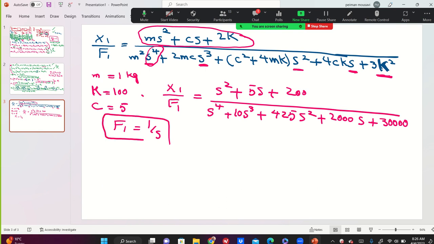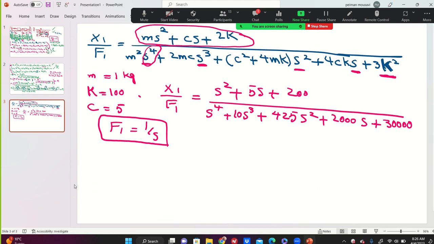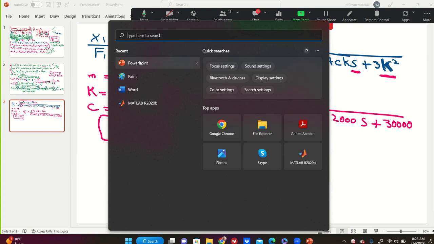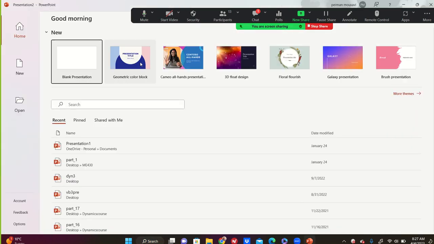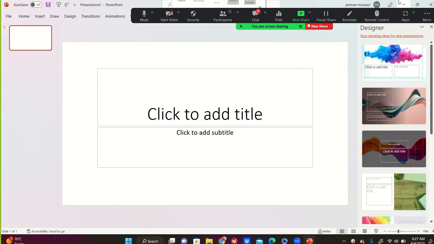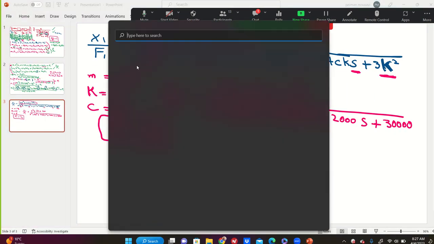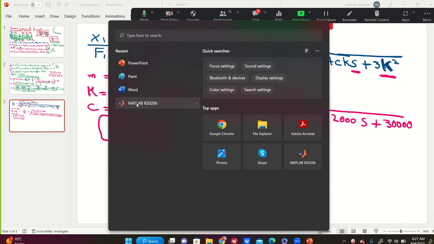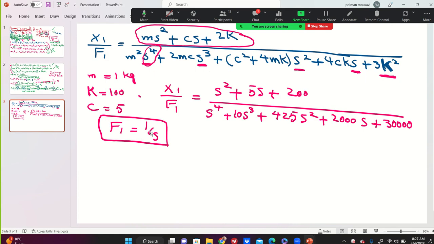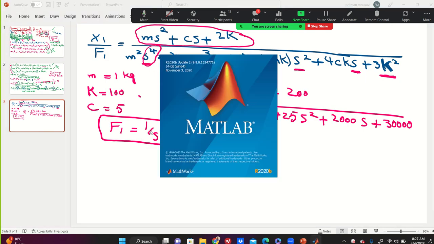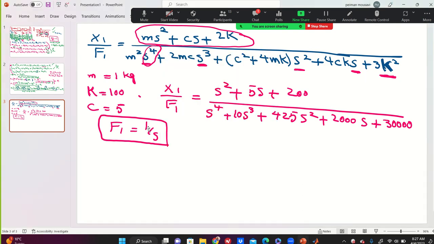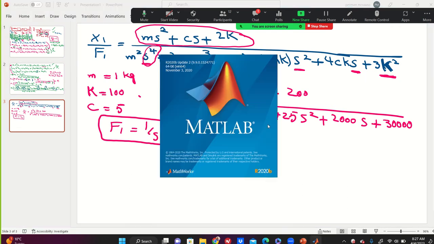What's the input to the system, guys? Now you know it. What's the input to the system? Which input to the system is 1 over S? Which system? Which input? It is impulse, step, ramp, parabolic. Which of them is this input? Step. Exactly. And I taught you when it comes up.